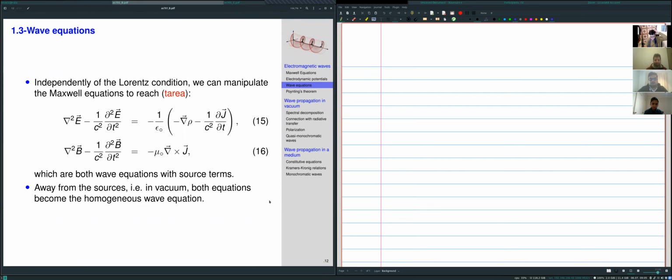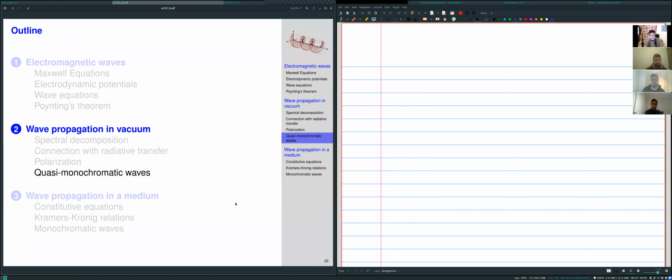So this is the first thing we noted about the electromagnetic waves, and then we went on to introduce the monochromatic waves. We discussed that those monochromatic waves didn't exist in practice, that we had to deal with quasi-monochromatic waves, and then introducing the idea of the polarization fraction.